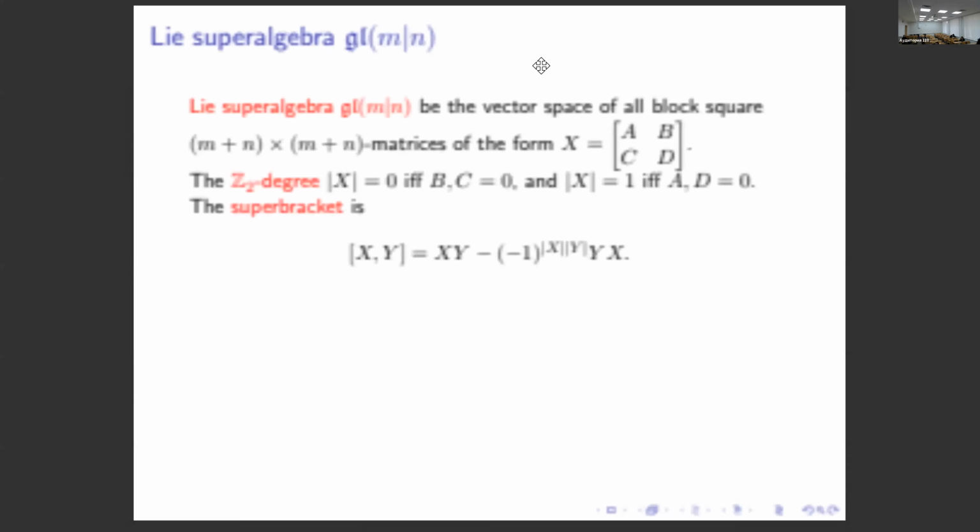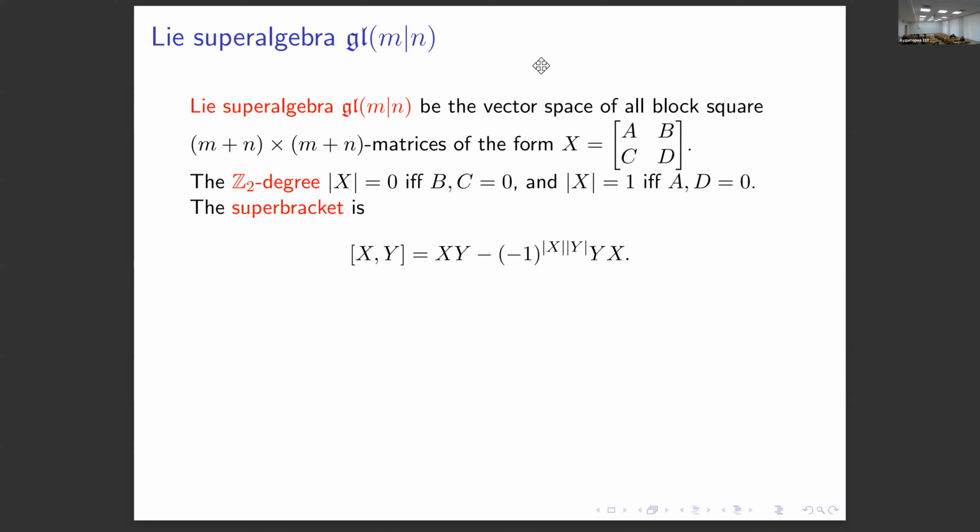And the super bracket [x, y] equals x times y minus (-1) to the power degree of x times degree of y, times y times x. So this is the super bracket for the Lie superalgebra. It is defined only for homogeneous elements, and for an arbitrary element you can write it as a linear combination of homogeneous elements.